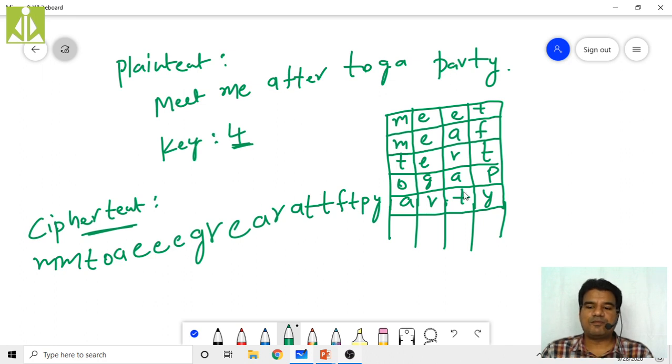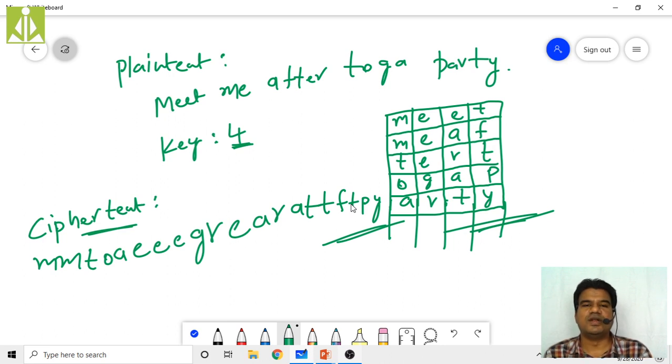Simply by performing the reverse of this ciphertext using the same key table, or the same 4 key count, the receiver can decode this message. The receiver can get the plain text from this ciphertext. So in this way, different substitution and transposition techniques are helpful in performing the encryption and decryption processes in our cryptographic algorithms. We discussed in today's class substitution and transposition techniques.